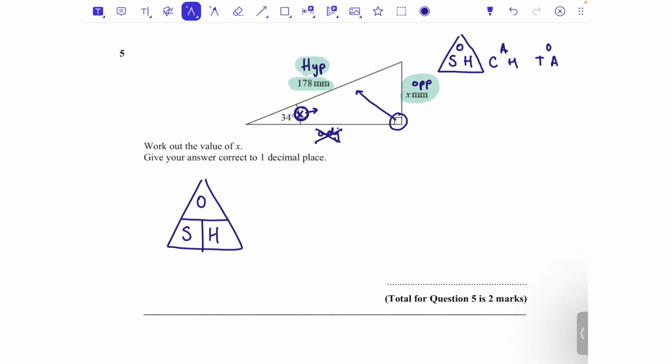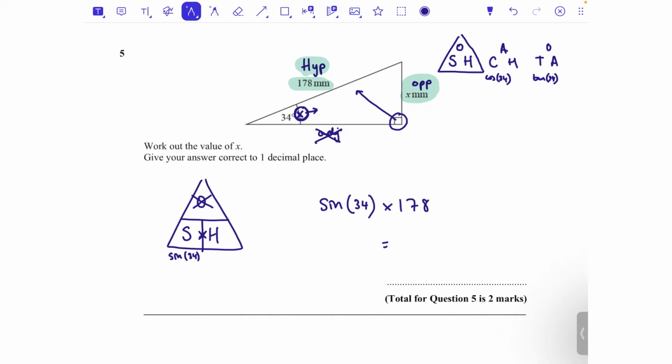So now I want to know the opposite. You cover up the thing you want to know and do the sum that's left behind. Now remember that the S is sine 34. Had we been using CA, then the C would have been cos 34. Had we been using TOA, the T would have been tan 34. So there we go. Sine 34, and that's multiplying by the hypotenuse. So sine 34 times 178.